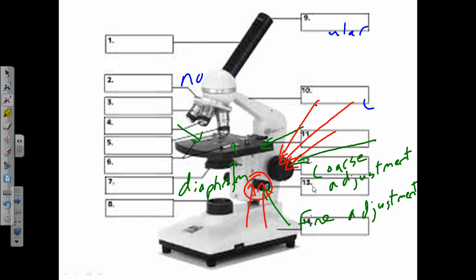If you still can't get the object to focus the way you want, you can also adjust the diaphragm, changing the amount of light coming through your stage, and that will tend to clarify things for you. This type of scope, the standard biology classroom scope, is called the compound light microscope.